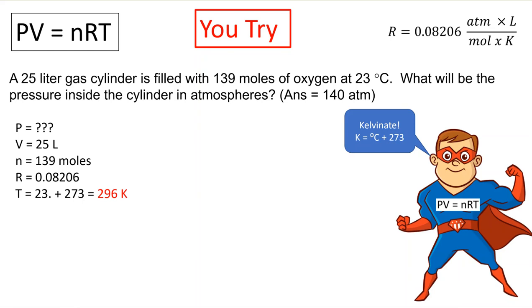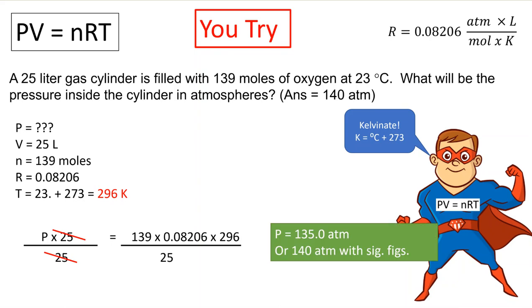All right, so we're going to write down the various values that we have. We have pressure, which we're trying to solve for, 25 liters, 139 moles. There's our R. We figured out our temperature in kelvins. So we plugged it into PV equals nRT. We isolated the P by dividing everything through by 25. And you should have gotten that P is 135.0 atmospheres, but we can only have two significant figures, so you should have calculated 140 atmospheres.